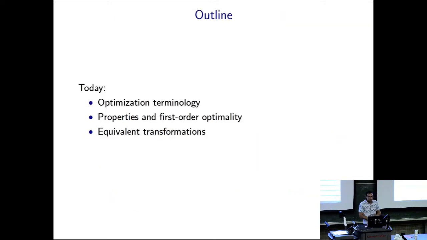So today's outline, we'll talk about optimization terminology and properties, in particular a condition we call first order optimality that has to do with the gradient of the criterion. And then we'll look at a bunch of equivalent transformations of optimization problems.